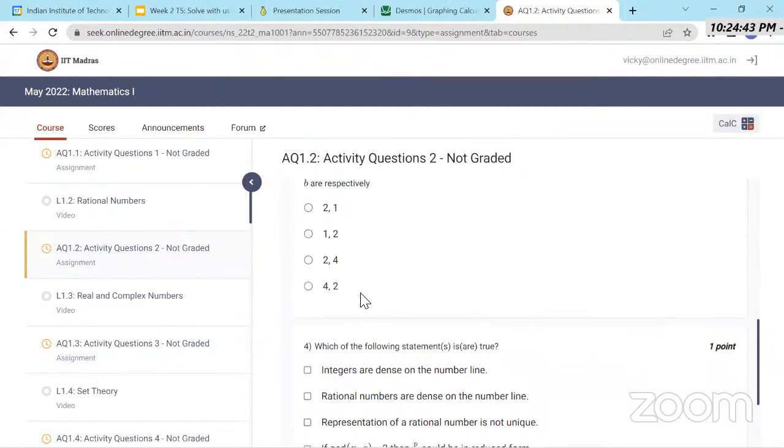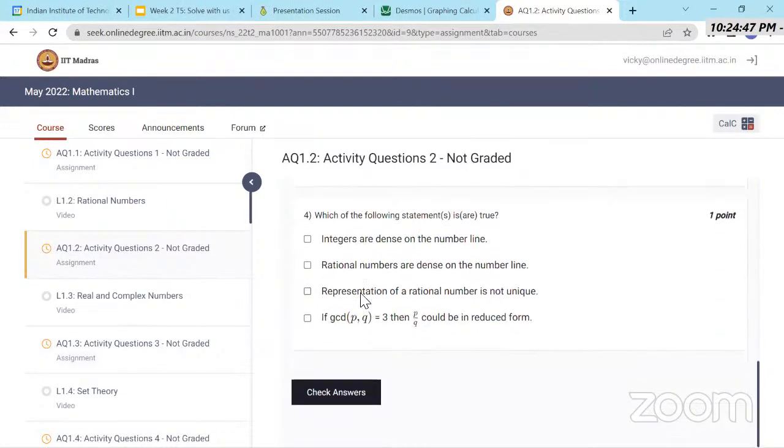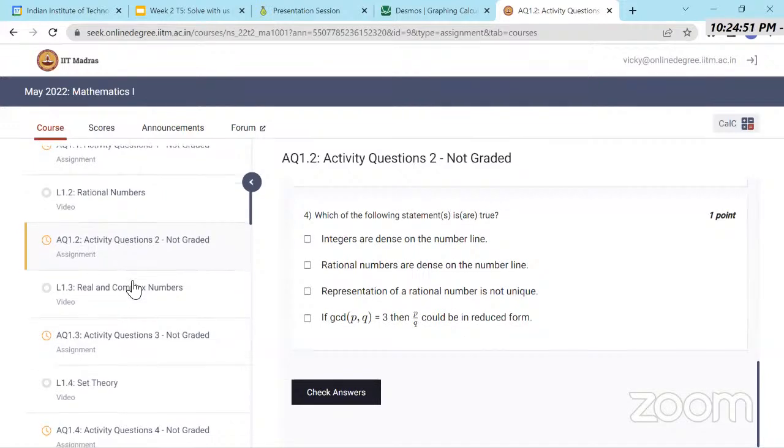Mathematics 2. This is maths 1 going on here. From mathematics 2 or mathematics 1? From mathematics 2. So this is maths 1. Okay, sir. No problem.